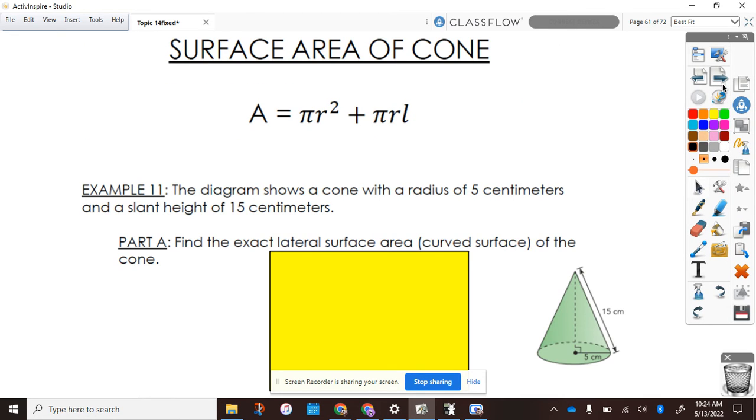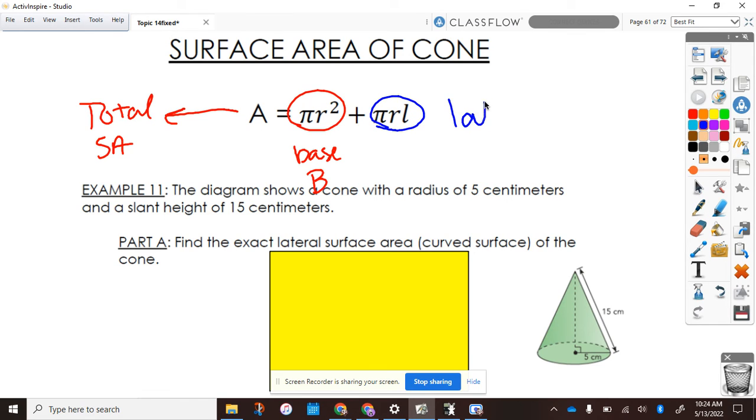However, something I want to point out here is that just like in pyramids, you have a difference between lateral surface area and total surface area. I want to point this out because this formula right here is only for total surface area. This part is the base. That's your capital B, you may remember. And this other part over here, pi r L, that's the lateral area. So we've got the base and we've got the lateral area.